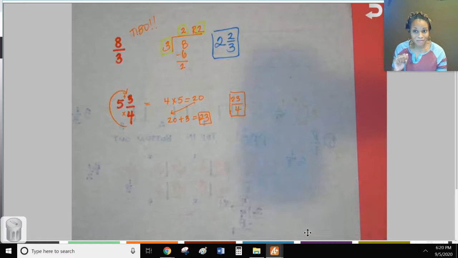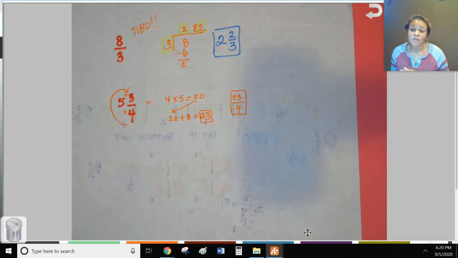So this checks out. So I hope that this was helpful to you and you practice. We will definitely need these skills when we start multiplying and dividing fractions. Go out, practice. Good luck.